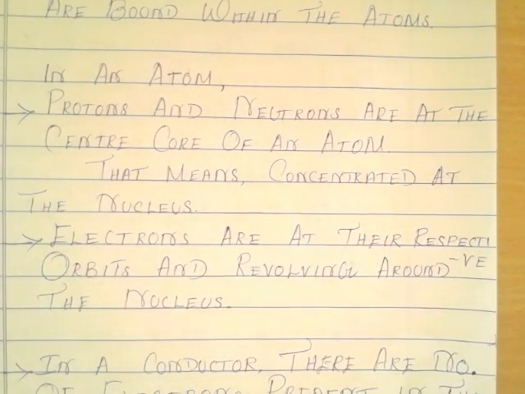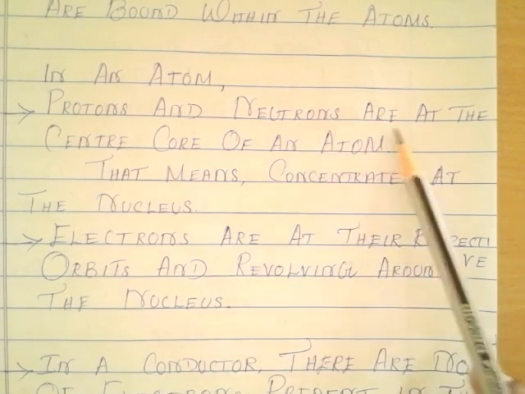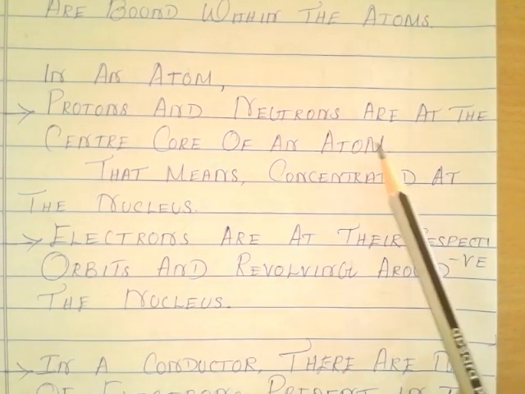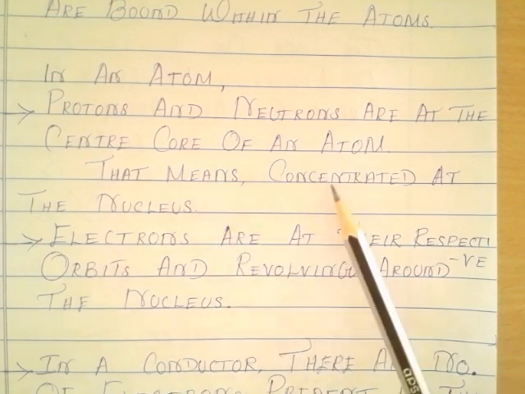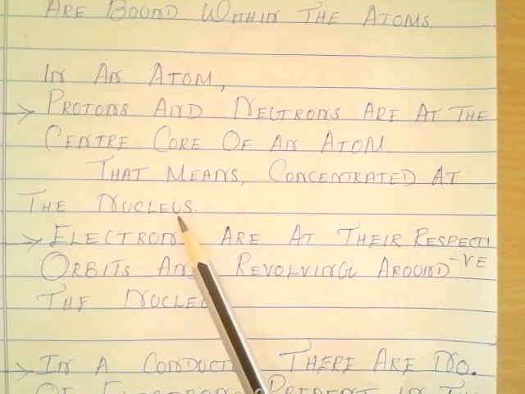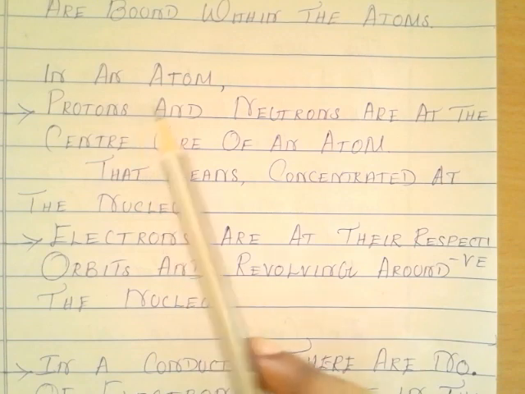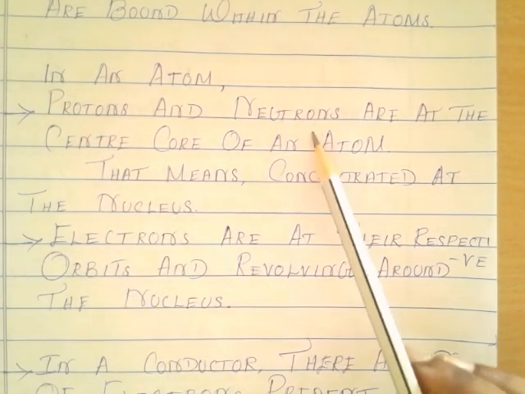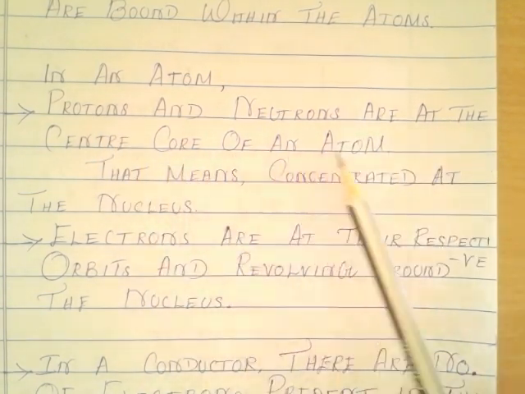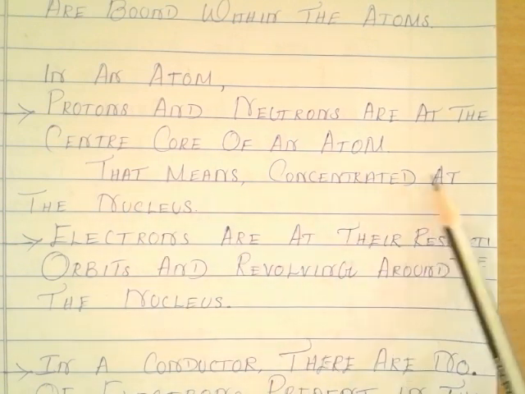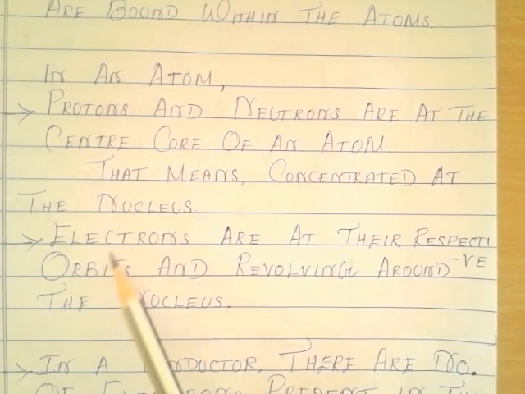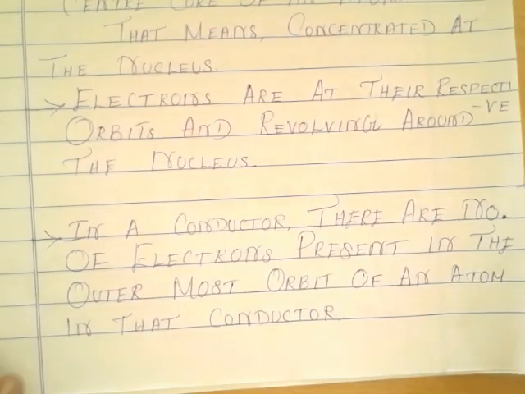In an atom, protons and neutrons are at the center core of an atom. That means concentrated at the nucleus. Center core of atom means what? That is nothing but the nucleus. Electrons are at their respective orbits and revolving around the nucleus.